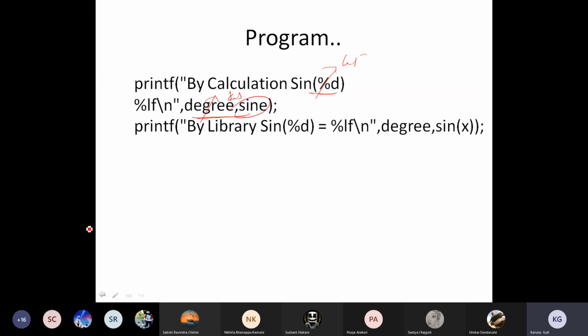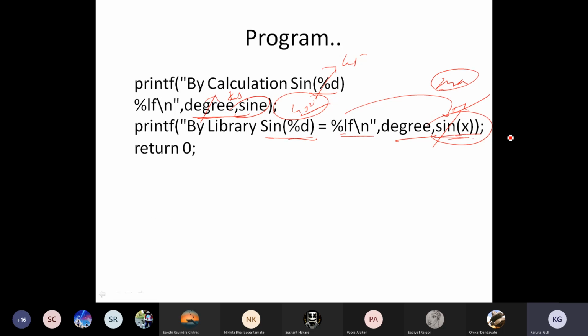Then I have to do the same thing using the library function. By library function, I'll write sine of percentage d. This is my degree there, whatever value you're reading here, along with minus LF, what we call the sine of x. This is the library function. You are using math.h, because of that you are capable of using this. Then return 0, end of the main program. Is it okay, students?